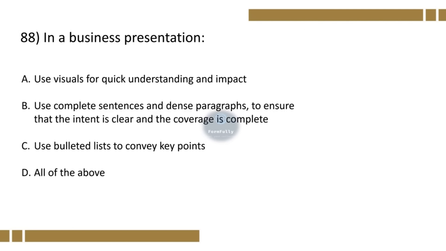Question 88. In a business presentation, option A, use visuals for quick understanding and impact. Option B, use complete sentences and dense paragraphs to ensure that the intent is clear and the coverage is complete. C, use bulleted list to convey key points. Option D, all of the above. And the correct options are A and C.